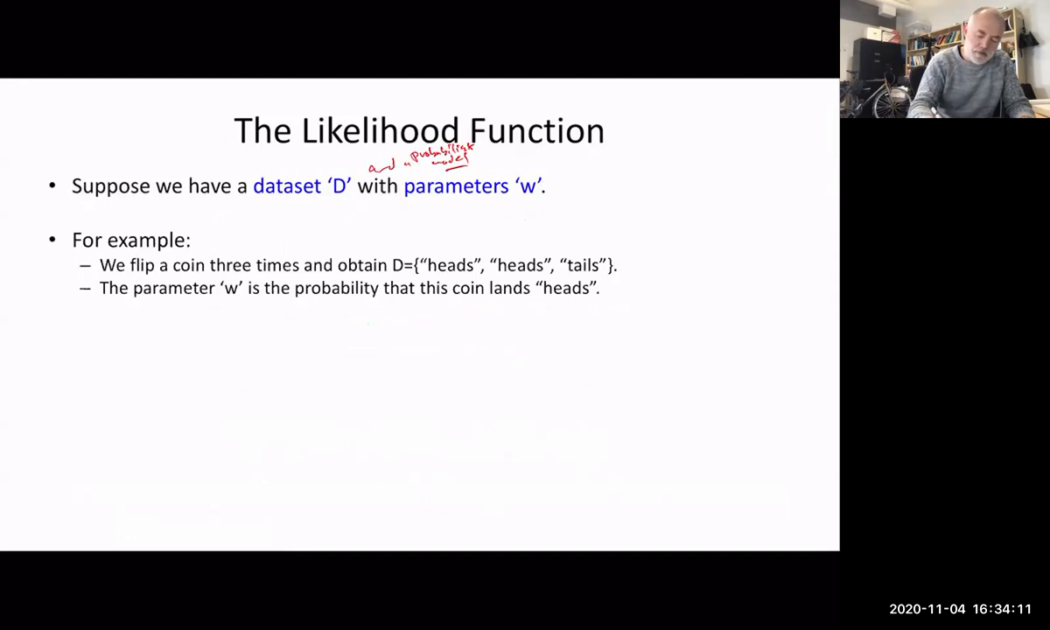In fact, we might as well just write this down. So we're going to say P of D given W. This is going to be our likelihood function. And let's make the IID assumption and say that this is going to be the product over i of P of d_i given W.